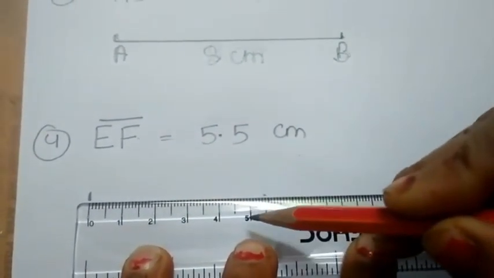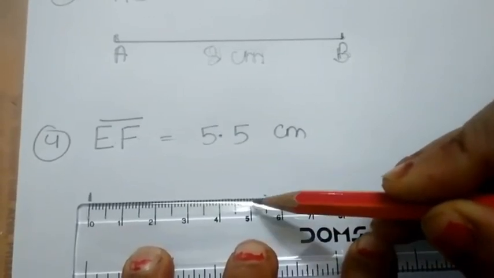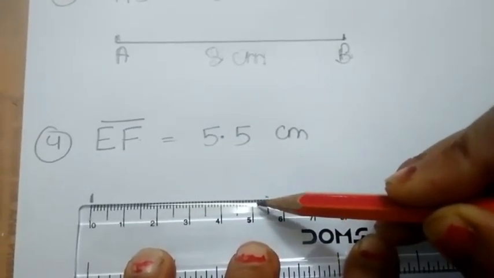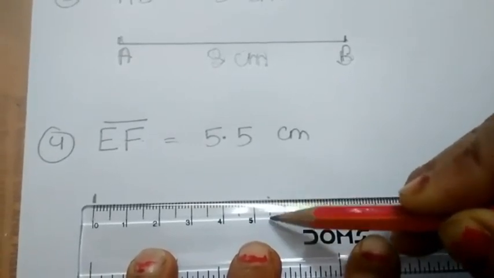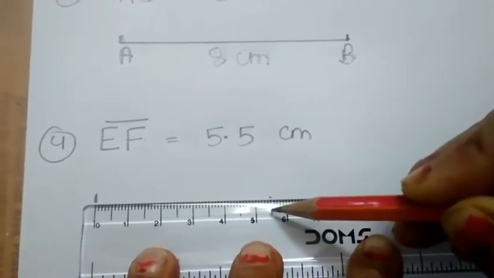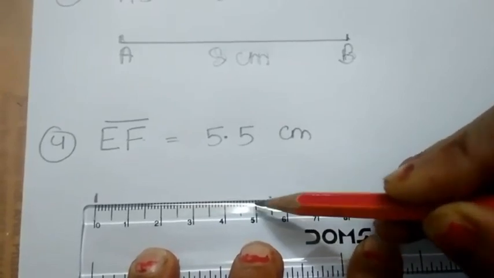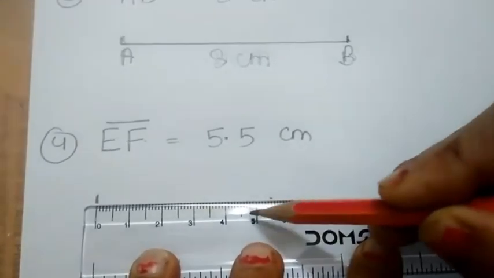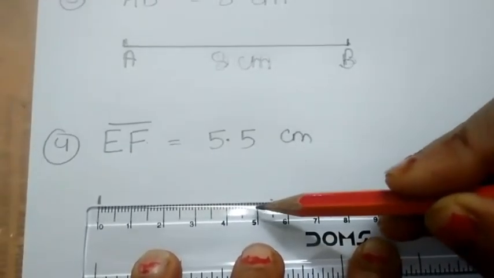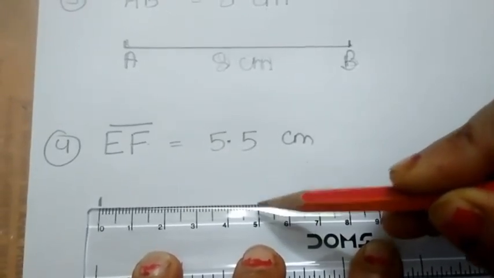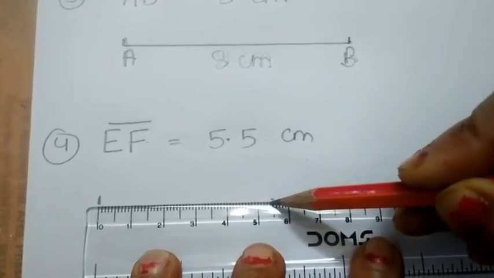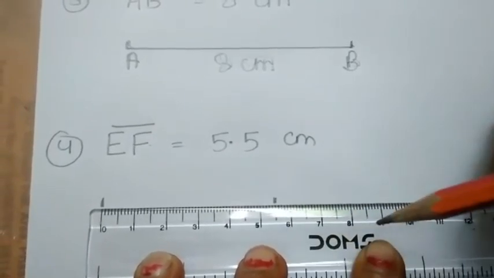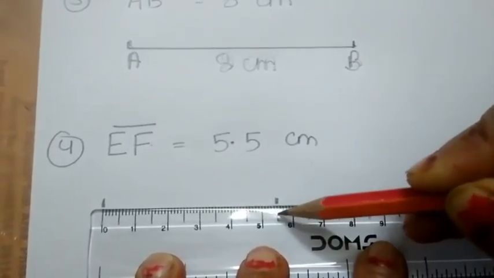How do we get 5.5? See children, this is 5. Count from here. 1, 2, 3, 4, 5. This middle line shows 0.5. Every 1 centimeter has 10 lines. So here we will count only 5. So 5, 1, 2, 3, 4, 5. So this is 5.5 centimeter. You can see this middle small line.